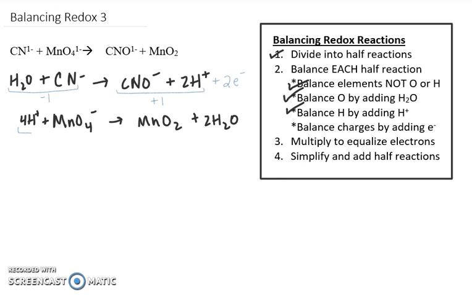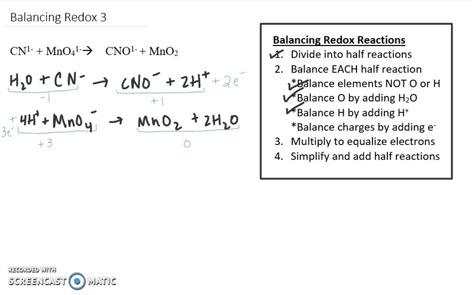All right, let's take a look at the bottom reaction. On the left-hand side, I have 4 positives and 1 negative, so my total charge is +3. On the right-hand side, you're going to notice I don't have any charges at all. So my charge over here is 0. So where do I need to add electrons? The side that has the higher charge. So I need to add this over here, and I'm going to add 3 electrons.